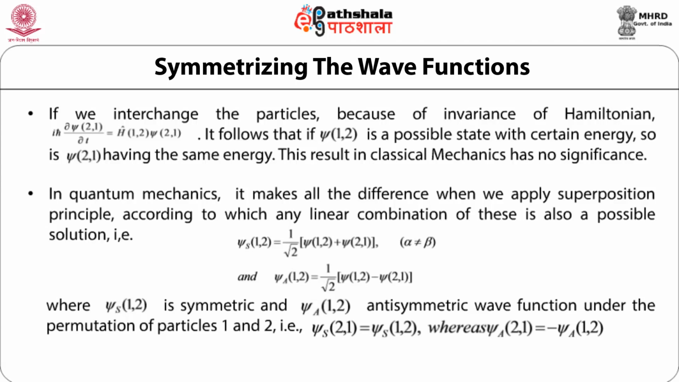Properties of permutation operator. Now, the way in which we have defined our linear combination of the two wave functions psi12, where wave function psi12 denotes particle 1 in state alpha and particle 2 in state beta, and psi21, where the wave function psi21 denotes particle 2 in state alpha and particle 1 in state beta, and the linear combinations denoted by psi subscript s12 and psi subscript a12, here we see that the wave function psi subscript s12 is symmetric, while the wave function psi subscript a12 is an antisymmetric wave function under the permutation of particles 1 and 2.